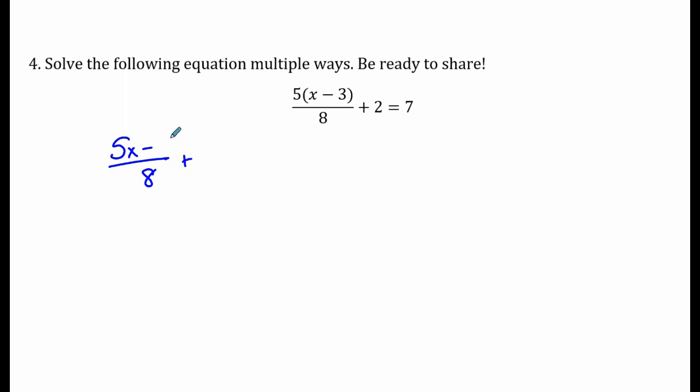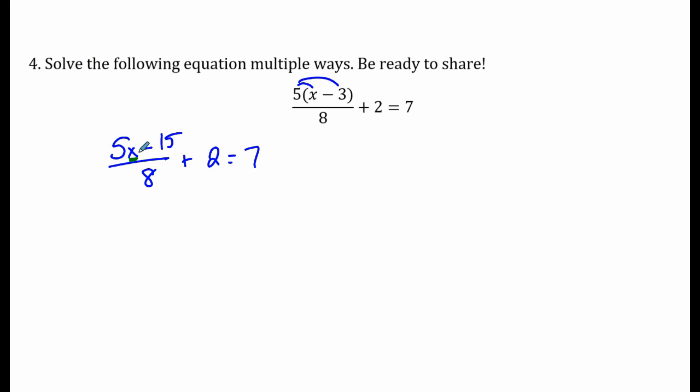Don't do what I just did. Rookie mistake here. It's late at night. That's why I made that mistake. It's 5 times x. I'm distributing it. Minus 5 times 3 is 15. Over 8 plus 2 equals 7. So here's x. Here it is right there.